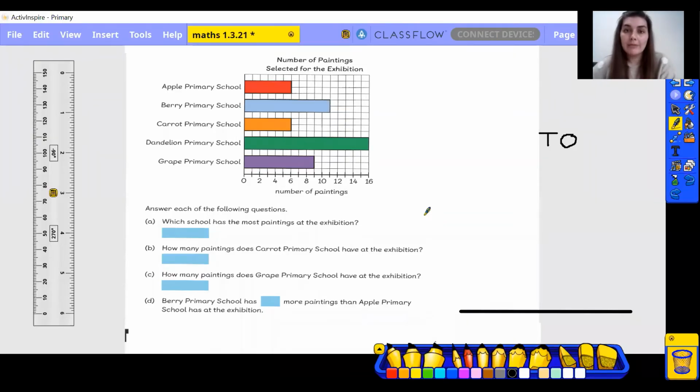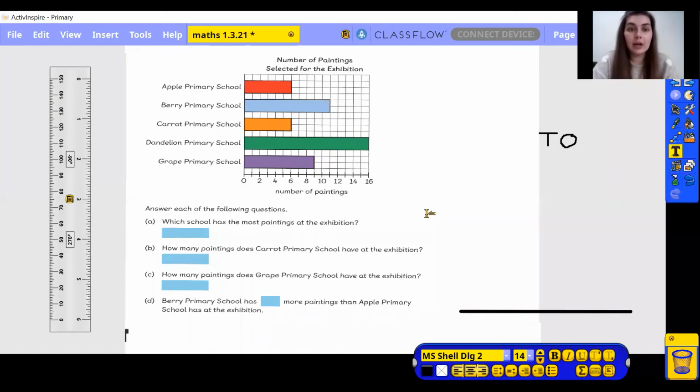Okay, so you might have noticed that this bar graph looks a little bit different. You can see that the bars are presented horizontally rather than vertically. Our numbers are along the bottom and the school name is down the side. Can you have a discussion with someone at home as to why you think they've done this? Then can you use the bar graph to answer these questions here? So pause the video to give those questions a go, and then we'll come back and have a look at the answers.